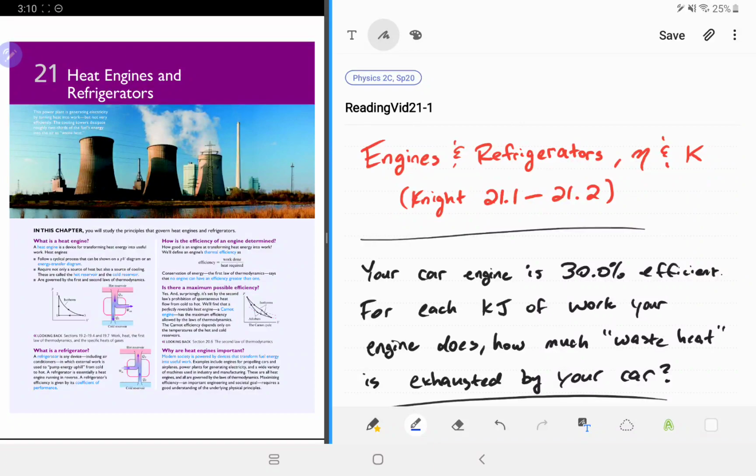Okay, and the motivating example here is, given some information about your car engine and how efficient it is. So this is related to the definition of efficiency. How can we relate work, the useful thing that we get out of the car engine, with waste heat? So this chapter says that they're related.